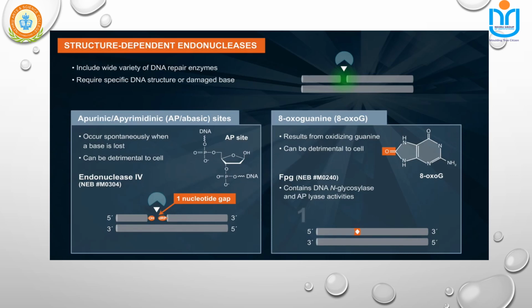N-glycosylase activity releases damaged purines, including 2,6-diamino-4-hydroxy-5-formamidopyrimidine, and 8-oxo-7,8-dihydroguanine, generating an AP site. The AP lyase activity of FPG cleaves an AP site via beta and delta elimination, creating a 1 nucleotide DNA gap with 5' and 3' phosphate termini.